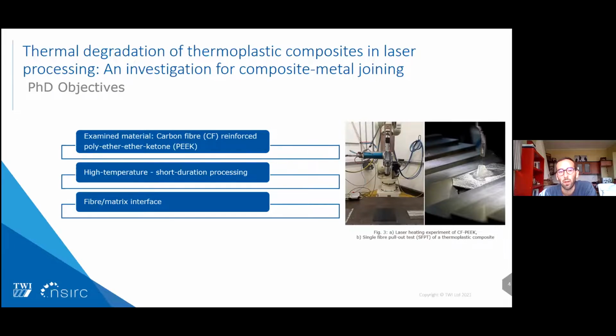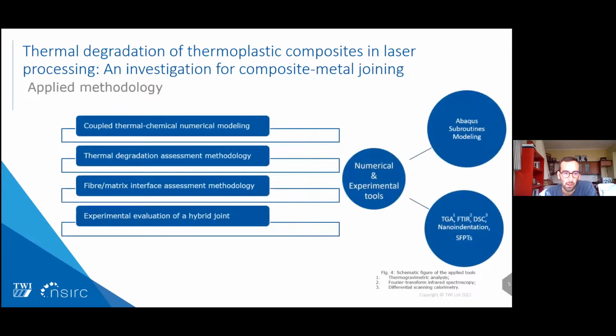The material is carbon fiber reinforced polyether ether ketone, carbon fiber PEEK. It's a thermoplastic composite. And finally, we also investigate what happens to the interface properties between the fiber and the matrix when excessive heating is applied. So what is the adhesion between the two constituents of the composite and how is this affected before and after the heating treatment? In order to answer these objectives, we use several numerical and experimental tools.